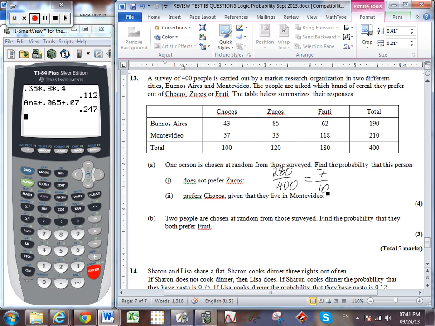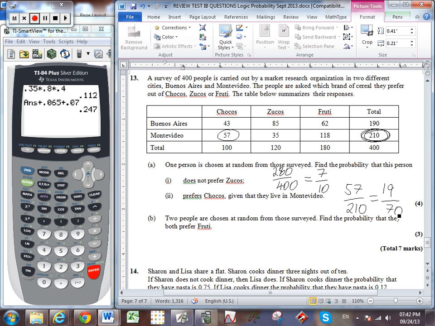Prefers Chocos given that they live in Montevideo. So I've given you that they live in Montevideo. I've given you that they are in this 210 people who are living in Montevideo. So the new denominator is 210. What is the probability that they prefer Chocos, given that they live in Montevideo? So not only do they live in Montevideo, but they prefer Chocos. They must be these 57. So it's 57 out of 210, and that does reduce actually to 19/70. I'm not sure what that is as a decimal or a percent, but just make sure you round to 3 or more significant figures.